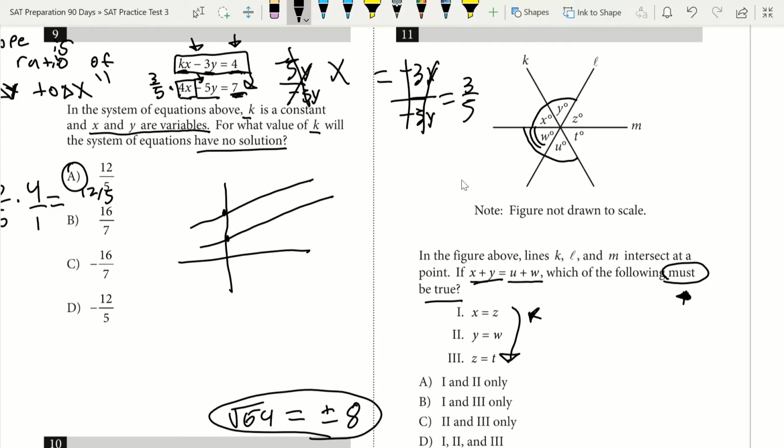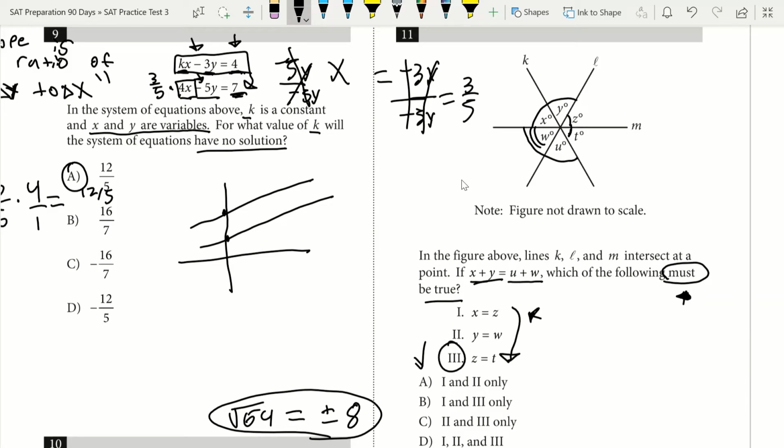Well, here's what we know. We know that these z and this t have to equal each other because our x and y here plus whatever z is equals 180, and then our u and w here plus whatever t equals 180. And we know that x plus y and w plus u are the same, therefore z and t have to be the same. So 3 is going to be correct. We can go ahead and say that because we figured that out.